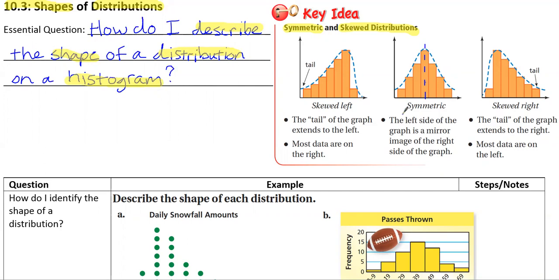And so that means that the left side of the graph is a mirror image of the right side of the graph. So if you were asked to describe the shape of this distribution, you would say symmetric. This is a symmetrical distribution.